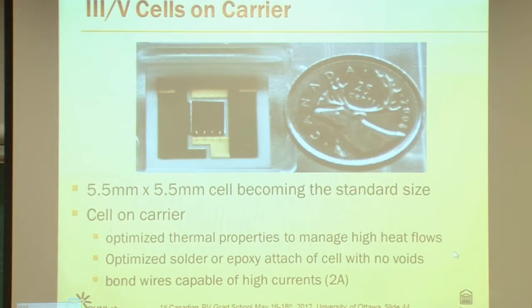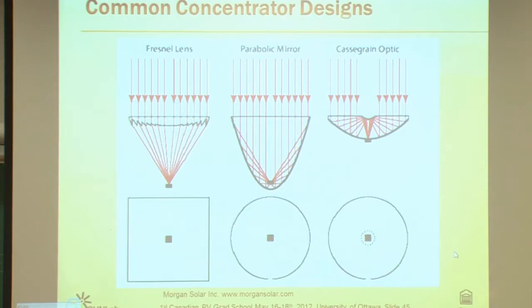There's lots of different concentrator designs out there. One interesting thing about this field is there are deployments out there, but it's still relatively immature. There's lots of different innovations going on. I'll show you three of the main ones. One is a Fresnel lens, focusing down to a point, a parabolic mirror, and Cassegrain optics, reflective, double bounce reflection.